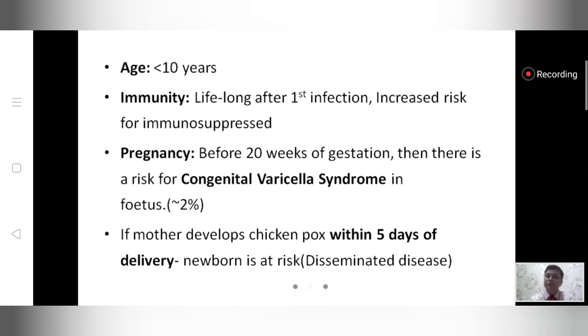The newborn may have a very disseminated or complicated disease. So immunoglobulins need to be given immediately to the child when we know there's a history of chickenpox in the mother within 5 days of delivery.